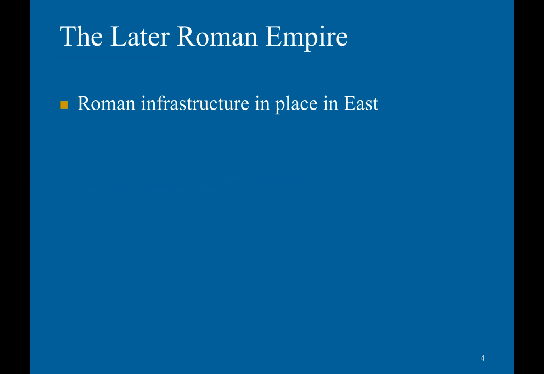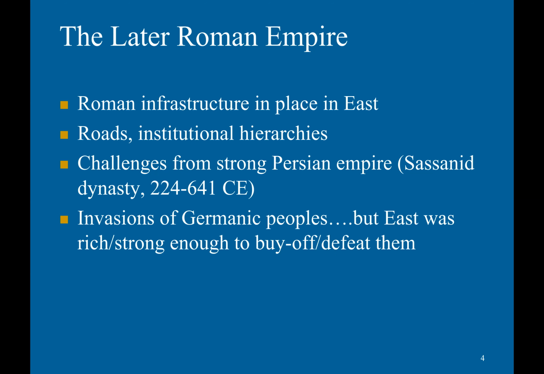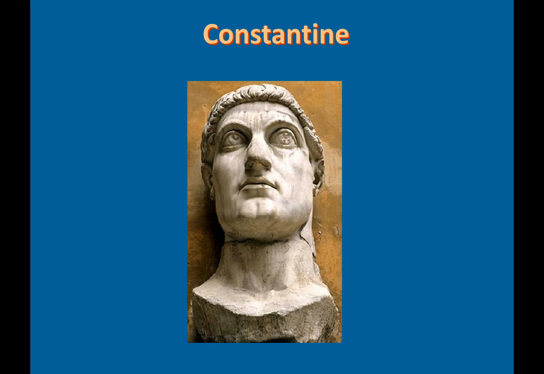Now, this later Roman Empire had the advantage of having Roman infrastructure in place in the east, such as roads and institutional hierarchies. However, it continued to suffer challenges from a strong Persian Empire, the Sassanid dynasty, which ruled from 224 to 641 CE, and from Germanic peoples. However, the East was rich and strong enough to buy them off or defeat them in combat.